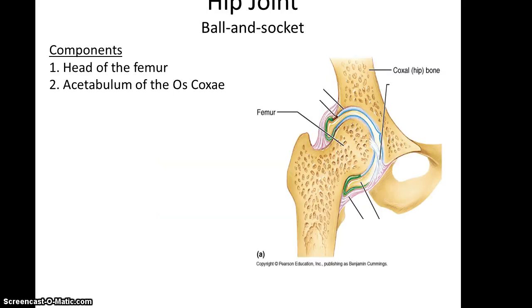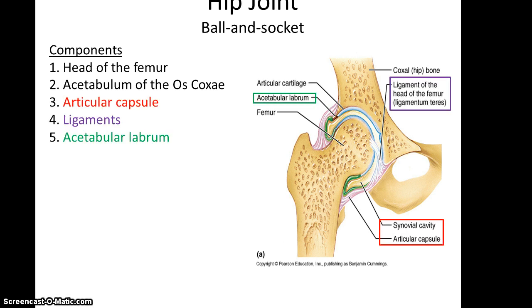Then there's the hip joint. This is a ball and socket joint. Its components include the head of the femur, which is a very large head, and the acetabulum of the os coxa, the hip bone.